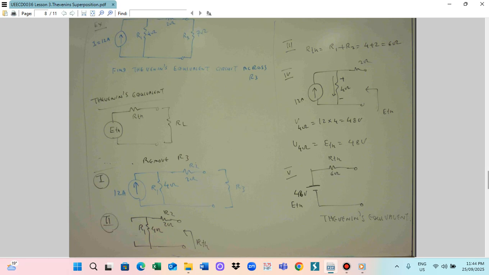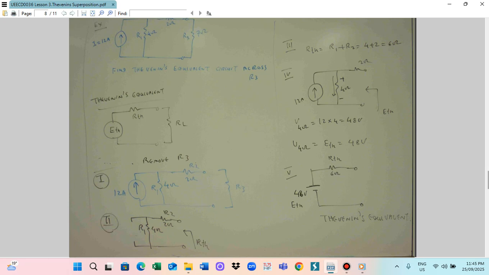This is the terminal. This resistor will be the R_th. So then you can find the total resistance. Step 3, we find the total resistance R_th. R_th you can calculate: 2 ohm and 4 ohm add together. R_th is equal to R1 plus R2, so 4 plus 2, you get 6 ohm. So this is the R_th.